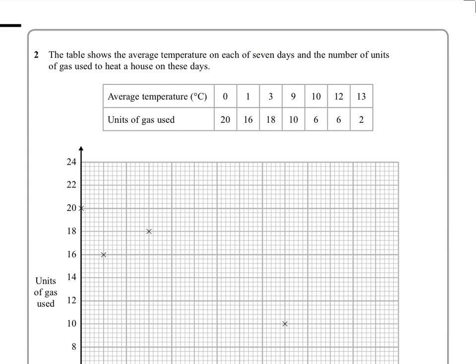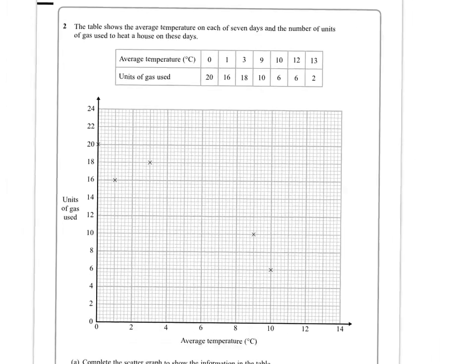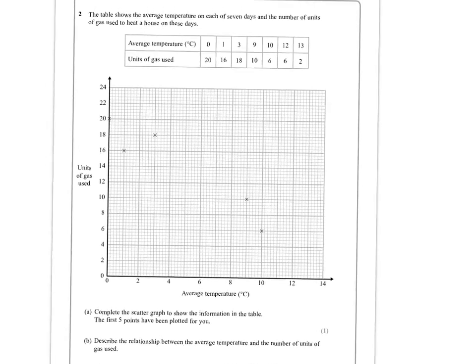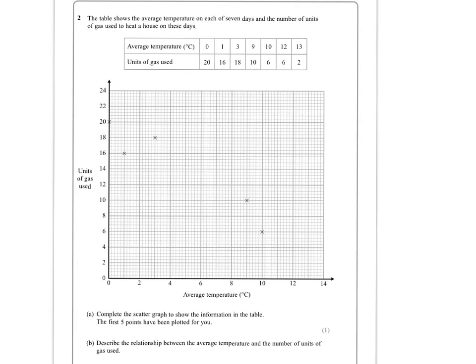For this question it says there's a table showing the average temperature on each of the 7 days and the number of units of gas used to heat a house on these days. So it gives you the graph here, and you have to fill in the points, I would say. So it says complete the scatter graph to show the information in the table. The first 5 points have been plotted for you, so we haven't got to worry about these ones. So we've got to worry about these ones here.